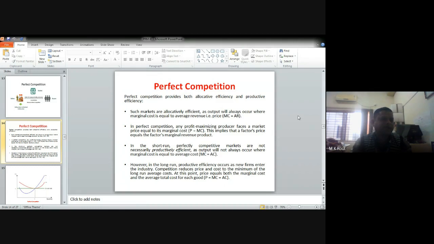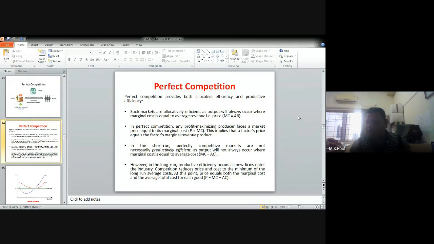And the third condition is that marginal cost equals average cost. If you go for the short run, perfectly competitive markets are not necessarily productively efficient, as output will not occur when marginal cost equals average cost. And moving to the last one, market price equals marginal cost, which equals your average cost.